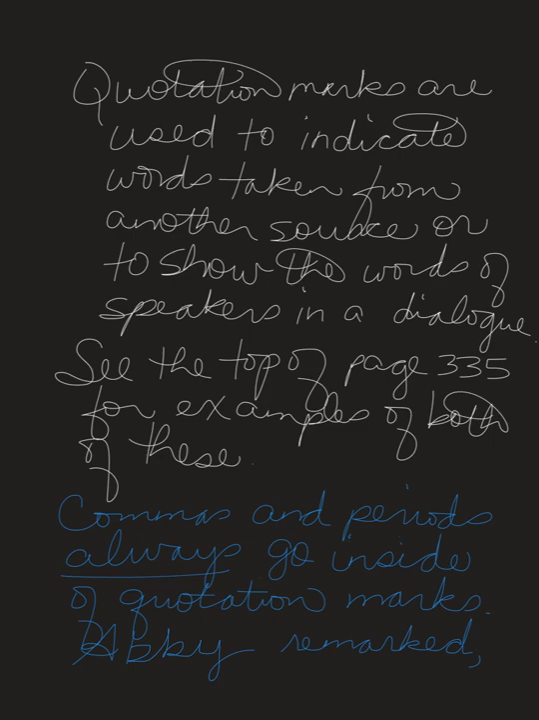All right. So for the first slide out of 7, talk about quotation marks first. Quotation marks are used to indicate words taken from another source or to show the words of speakers in a dialogue. And if you've forgotten what a dialogue is, it's when at least 2 people are talking to each other back and forth. Okay, so anytime that happens, you know that you have quotation marks around the actual words of the speakers.